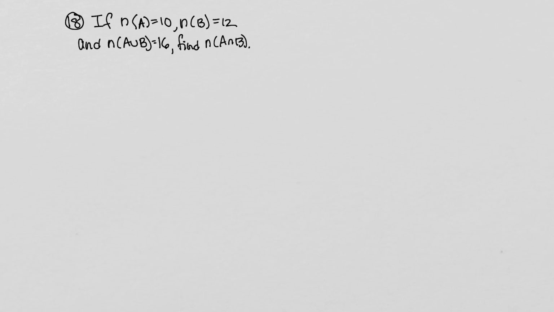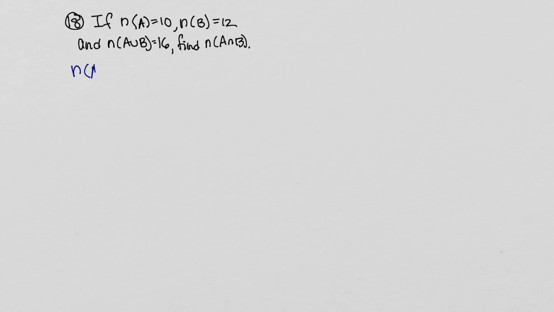We're going to use the formula that we have to find the number of elements in the intersection. We're given A has 10 elements in it, set B has 12, and if you combine them all together, there's 16. Now, look for a formula that you have that has all of these things in it. This one: number of elements in A, number of elements in B, the number in the union, and the number in the intersection. We have one.